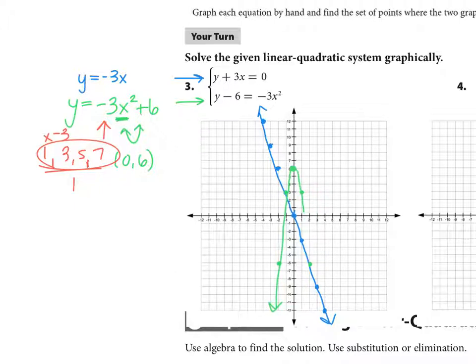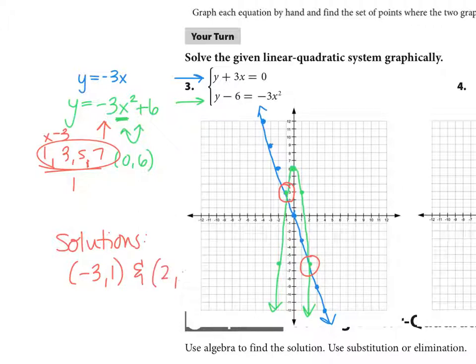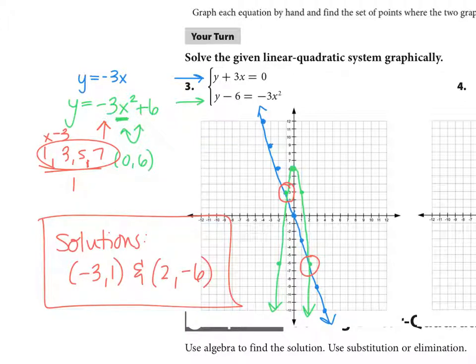I'm doing my best to make this look like a U, but it's kind of hard to make it look curved. And now we're looking for those points of intersection. So I see 2 here. One's right there and one's right there. So we're just going to name those solutions as the ordered pairs they are. The first solution I see is negative 3, 1. And the other solution is positive 2, negative 6. All right, so that's an example of how to solve those using graphing.